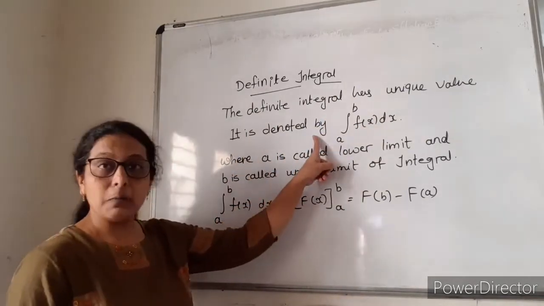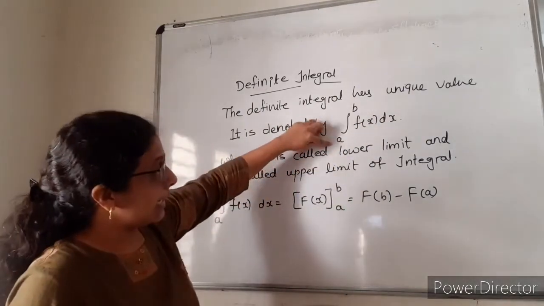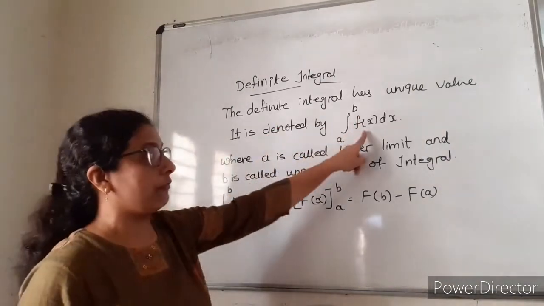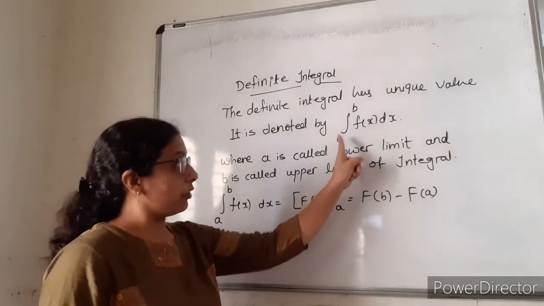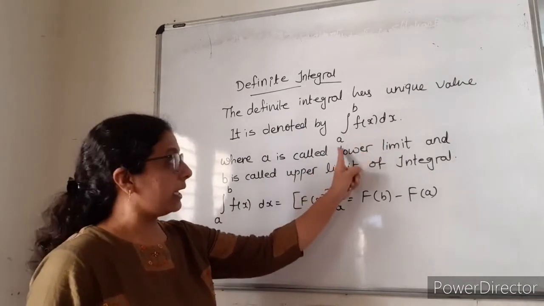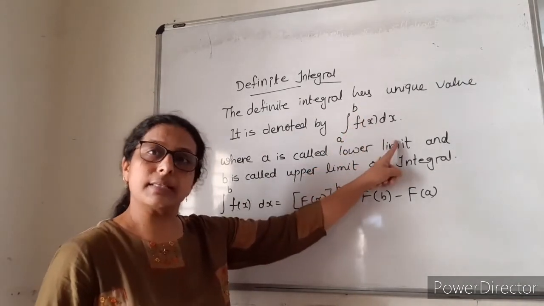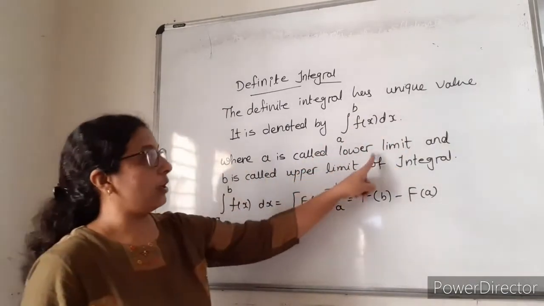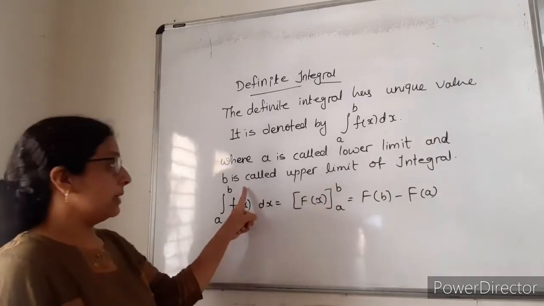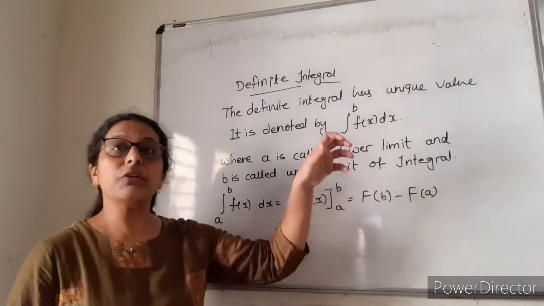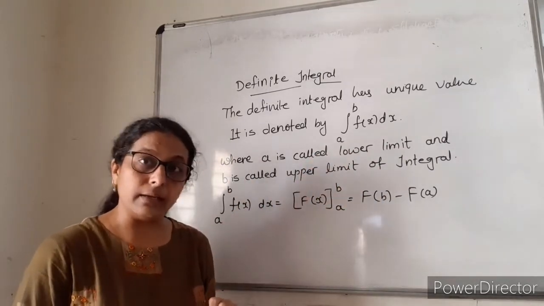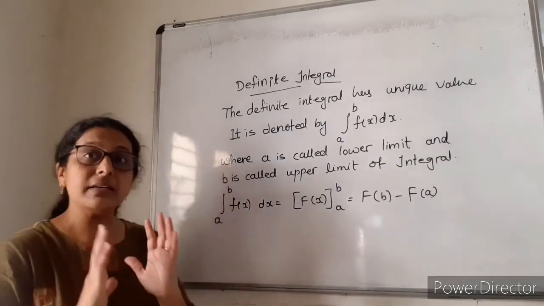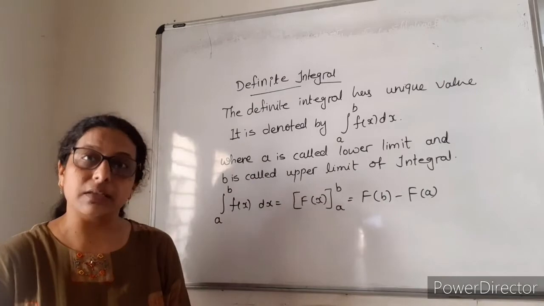It is denoted by the integration from a to b of f(x) dx. We'll start from the integration from a to b of f(x) dx. Where a is called the lower limit and b is called the upper limit of the integral. Integration from a to b of f(x) dx, that is the definite integral.